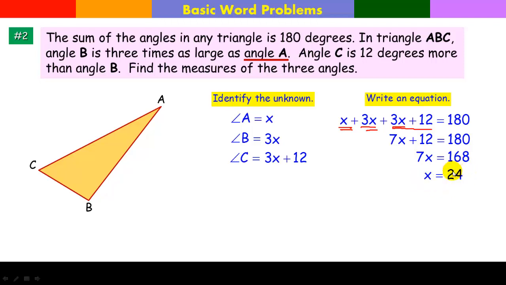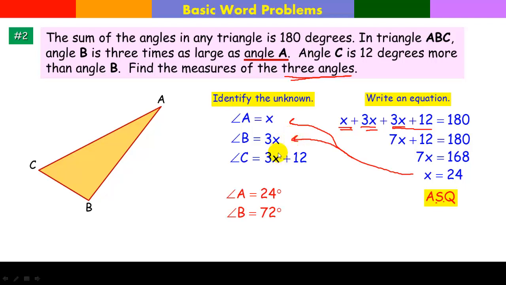We can't circle this answer just because we solved for x. We didn't answer the question. We want to answer the simple question: find the measures of the three angles, all three. So, angle A is, of course, 24 degrees. Angle B, we just plug in that 24 into here. 3 times 24 is 72. And then finally for angle C, 72 plus 12 is 84, and we have our solutions.